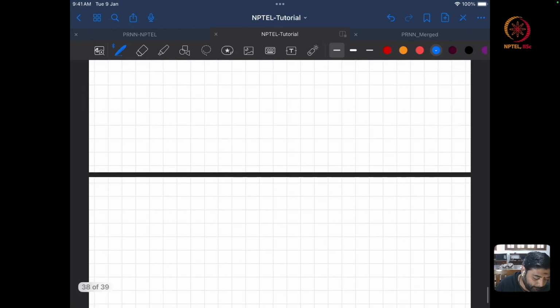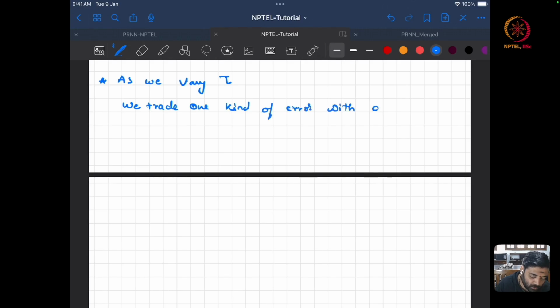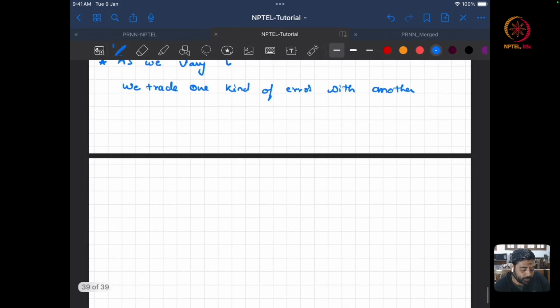So now, let's make a note of this. As we vary tau, we trade one kind of error with another. Now that means that as you move that tau, there will be a trade-off between one kind of error and another.